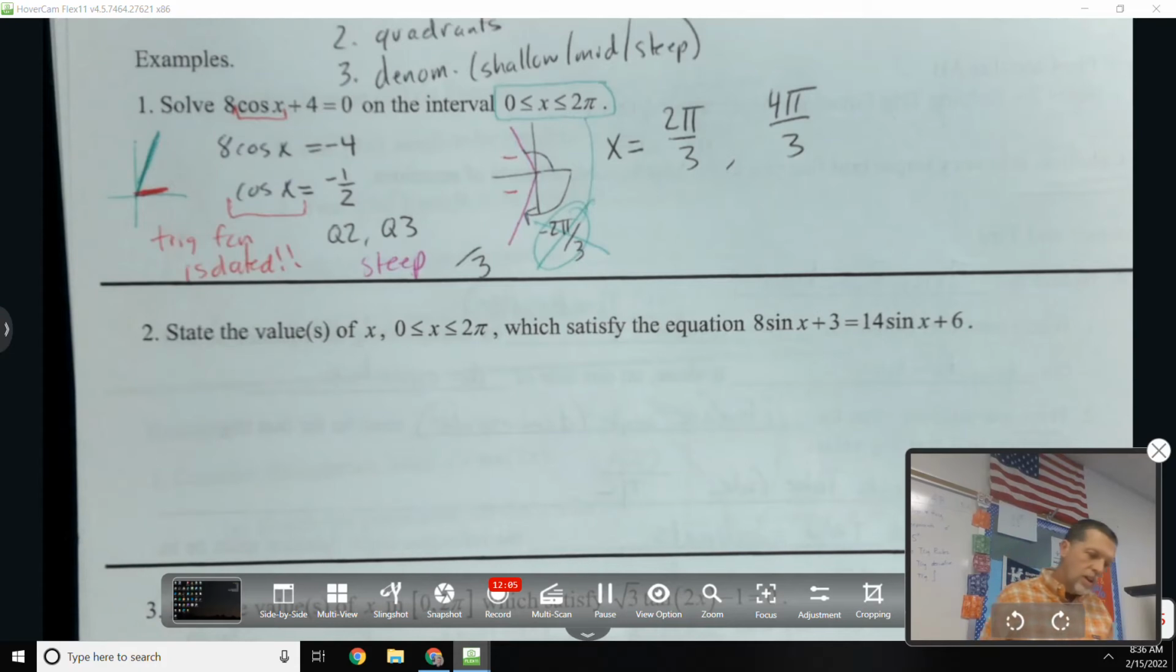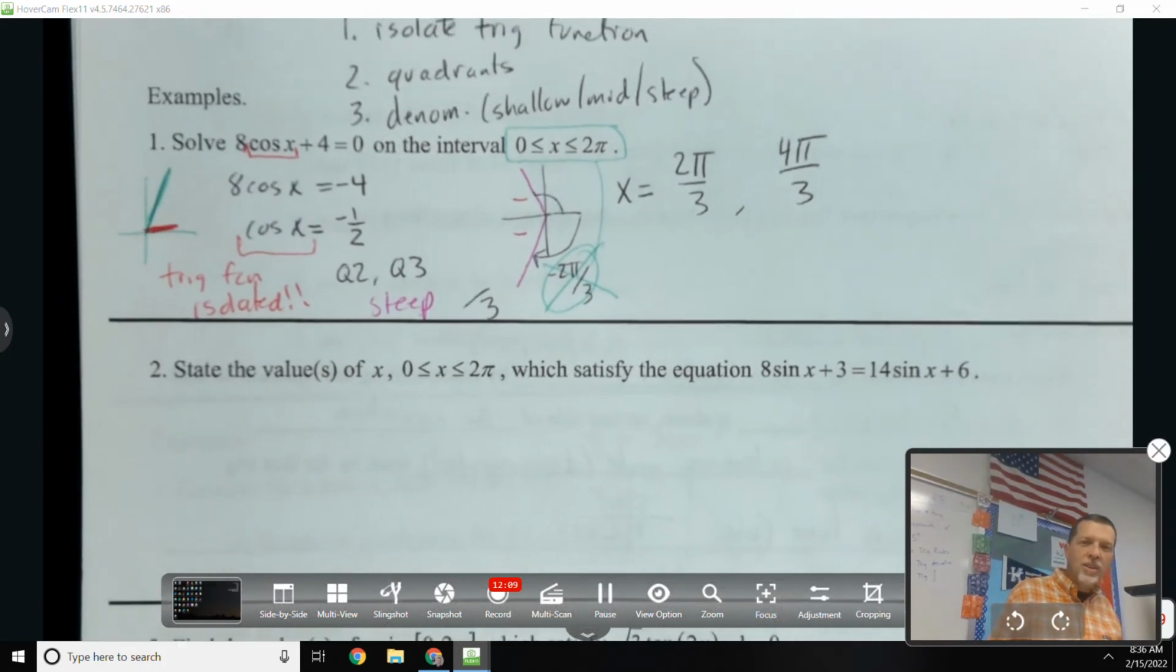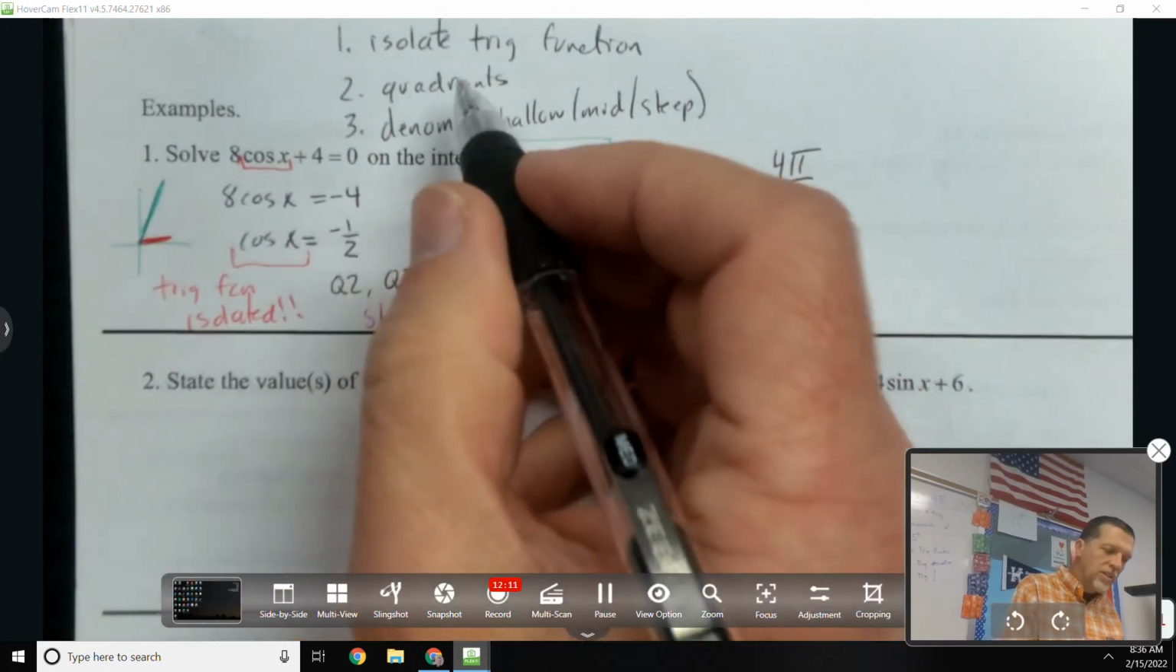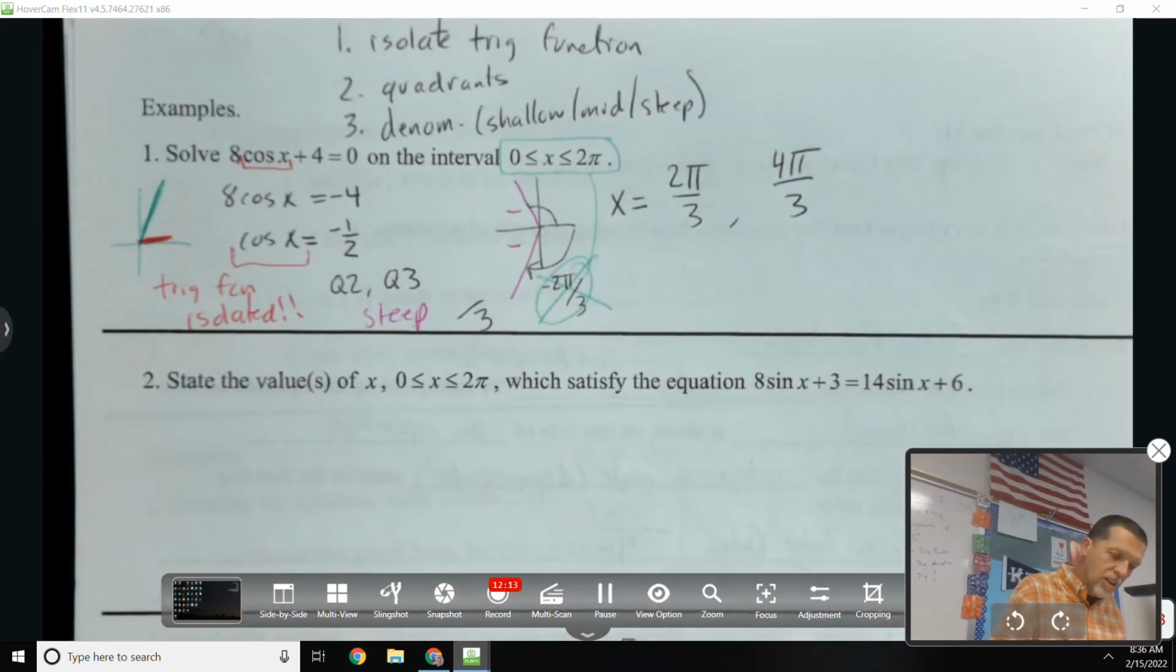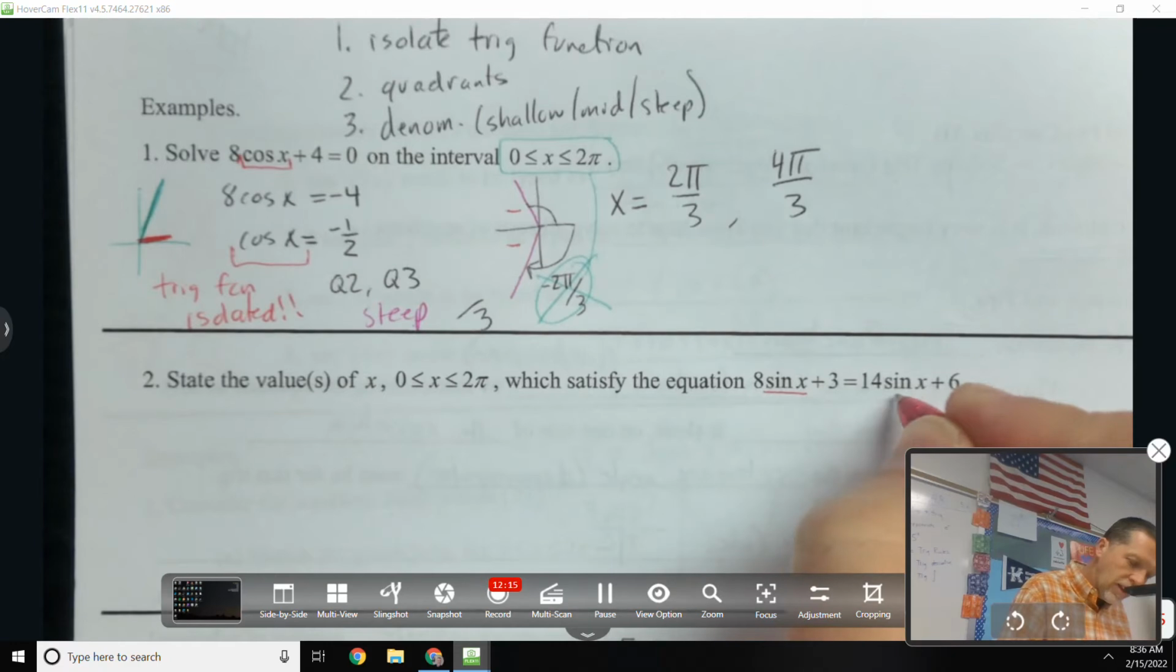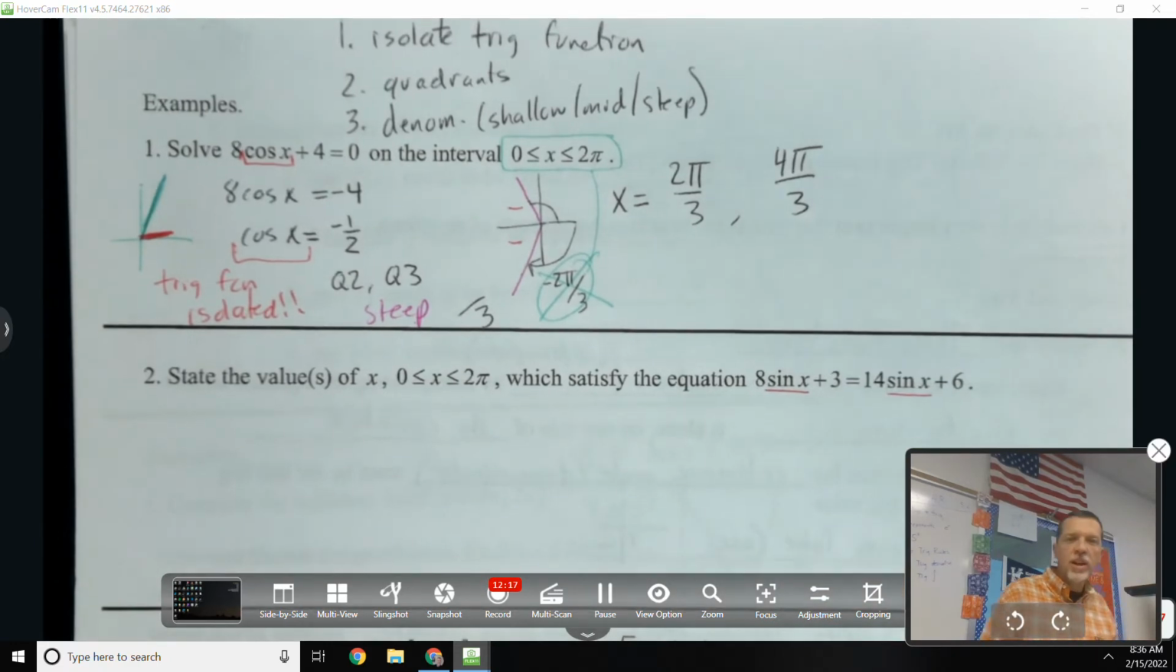Number 2. Why don't you try step 1 on number 2 on your own. So step 1 is isolate the trig function. So you actually got 2 of them, so I need this to take a little bit more work. See if you can isolate the trig function for number 2.